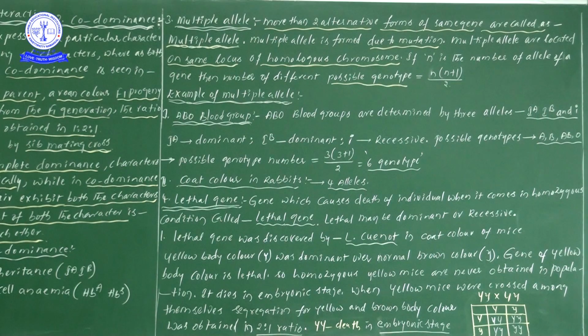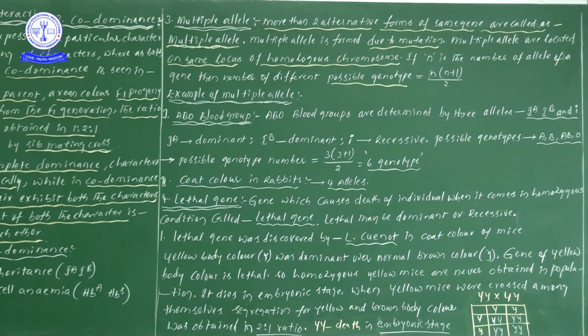Examples of multiple alleles. First one, ABO blood group. We use ABO blood group for codominance, but there we don't use the complete ABO; we studied the example AB under codominance. Even though we take ABO blood groups, there we study the presence of codominance only between A and B. That's why in the previous example I took only AB blood group instead of ABO blood group. I hope you understood.